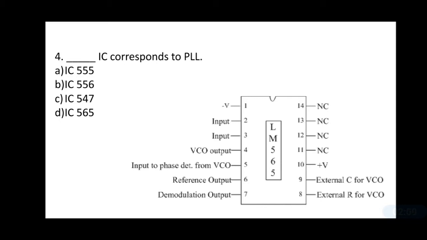Option A, IC 555 is a timer IC. Option B, 556 is a dual version of the timer IC. Option C, 547 is a transistor IC. And option D, 565 is the PLL IC. Option D is correct, 565.